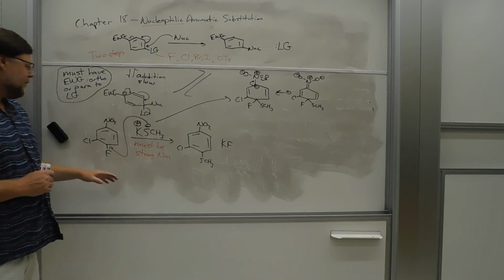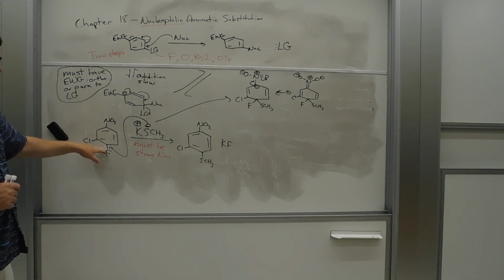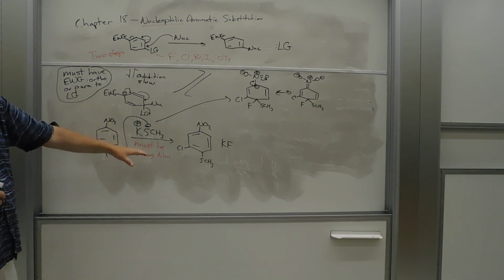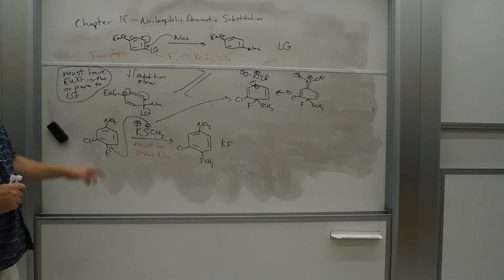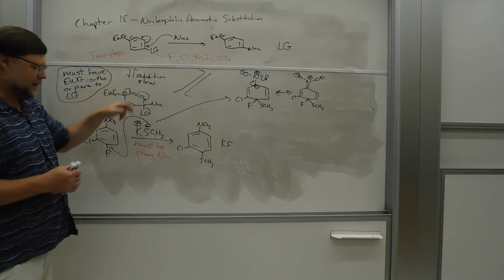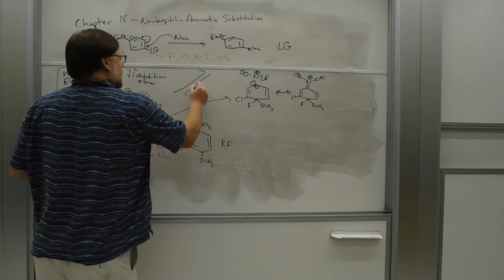So if you have a good nucleophile, you have an electron withdrawing group ortho or para to a leaving group, you can get a nucleophilic aromatic substitution. Never a direct attack. It's always two steps. Addition, and I didn't write this in, elimination.